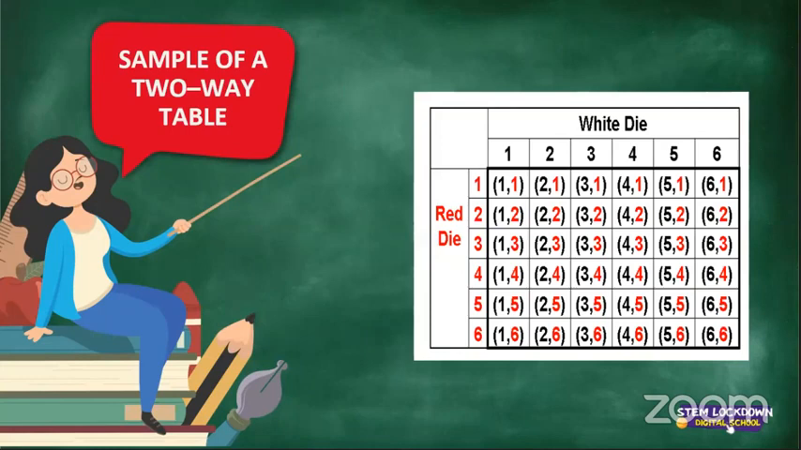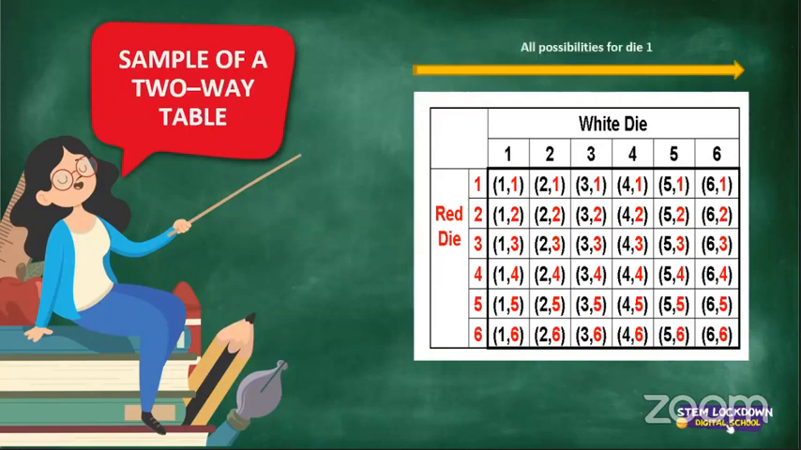So here we have a different example. On top, like we said, we have all possibilities of die number 1. So we have two dice here. We've got a white one and we've got a red one. Okay. So on top, we've got die number 1. And how many sides does a die have? How many sides? 6, right? There we go. A 1, a 2, a 3, a 4, 5, and a 6.